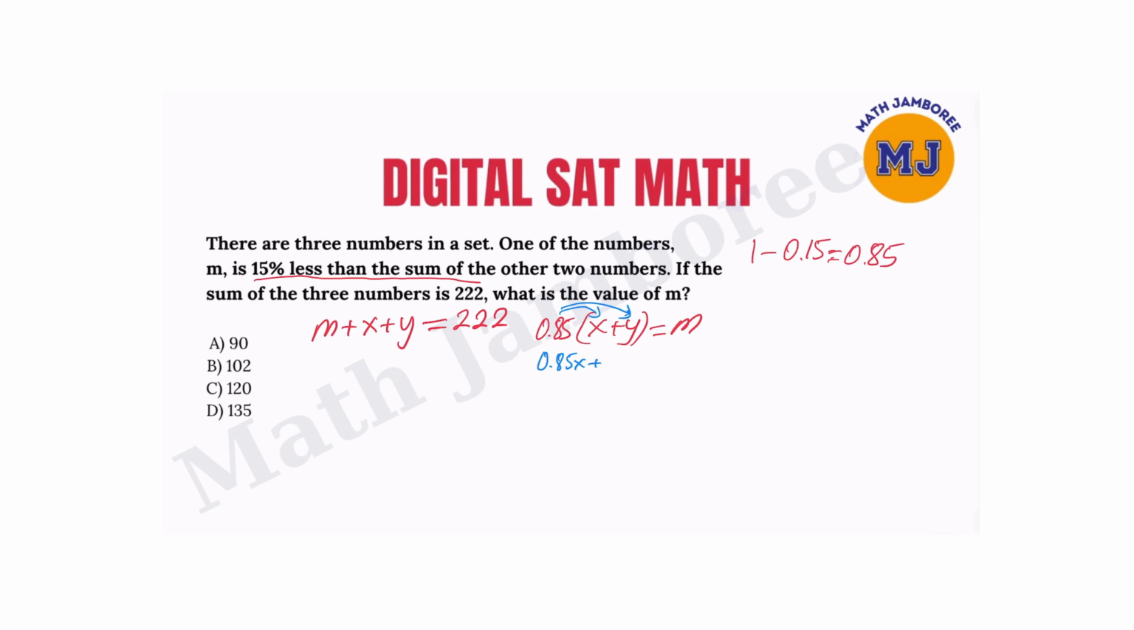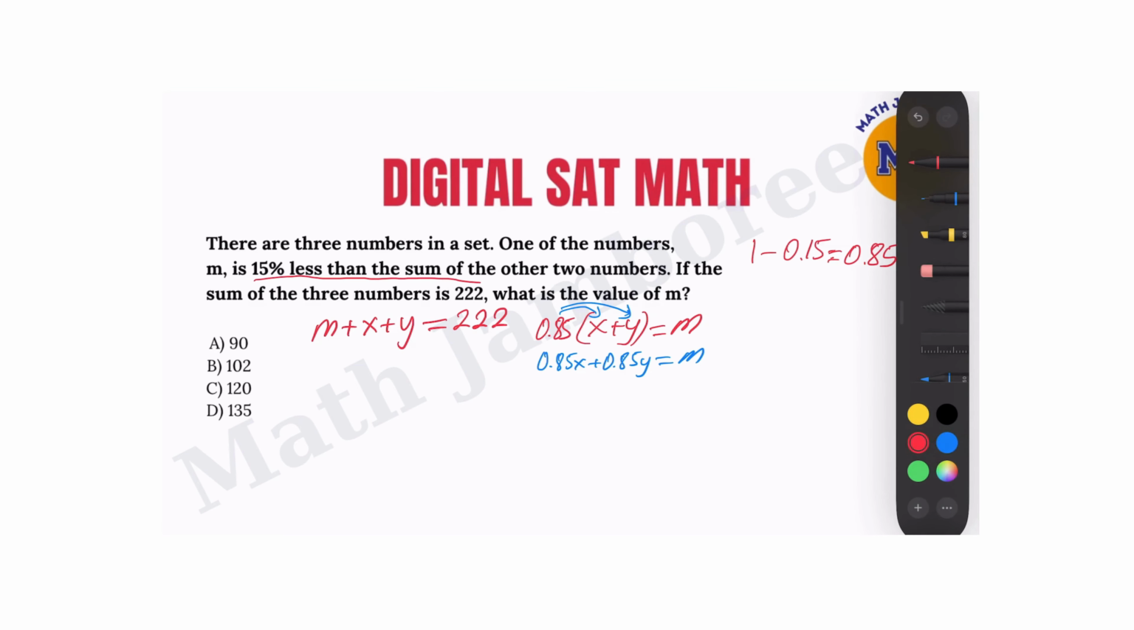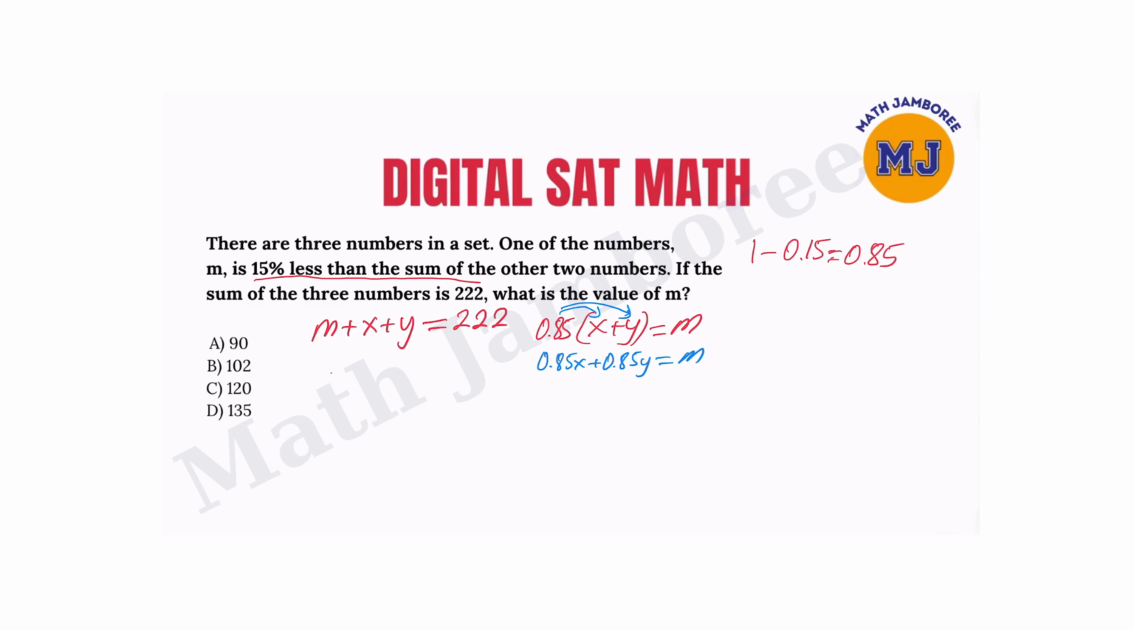0.85x plus 0.85y is equal to m. We also have the given sum with m. So instead of m, over here I'm going to write this expression in terms of x and y. 0.85x plus 0.85y plus x and y is equal to, again, 222.